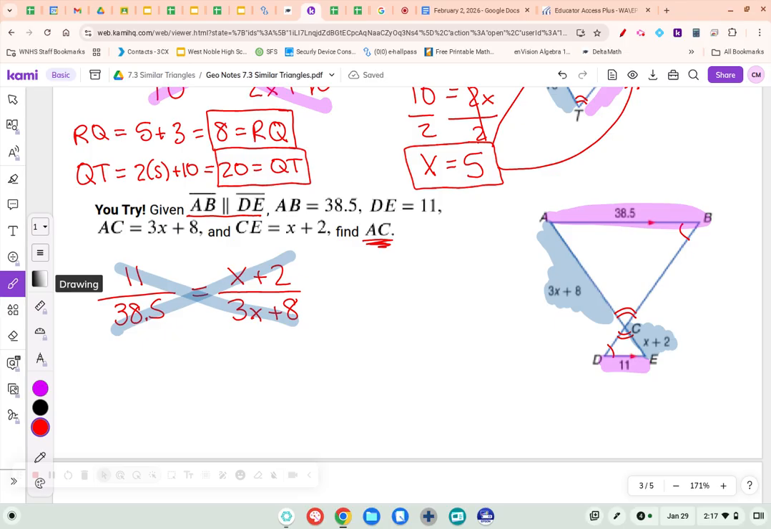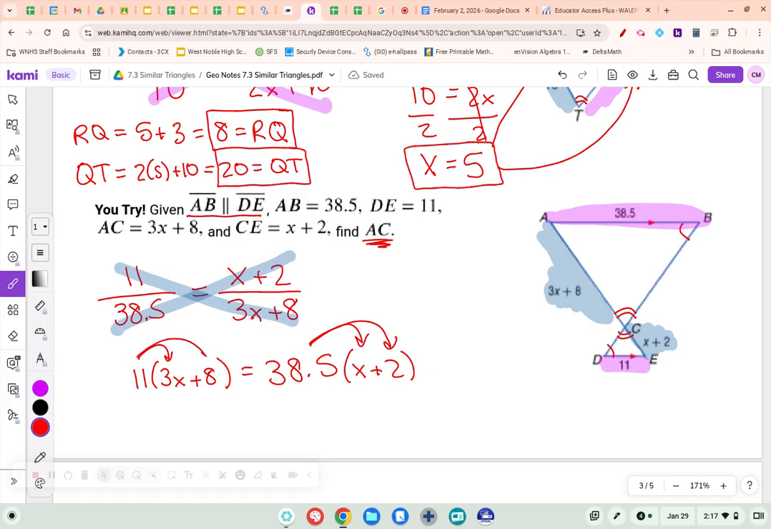Notice the things from the bottom triangle are both on top, and the things from the upper triangle are both on bottom. That's just how I ended up setting it up. If that's confusing to you, you can flip both fractions. It'll get you the same cross multiplication. Notice I use my parentheses really well because I know I need to distribute. So I get 33x plus 88 is equal to 38.5x plus 77.